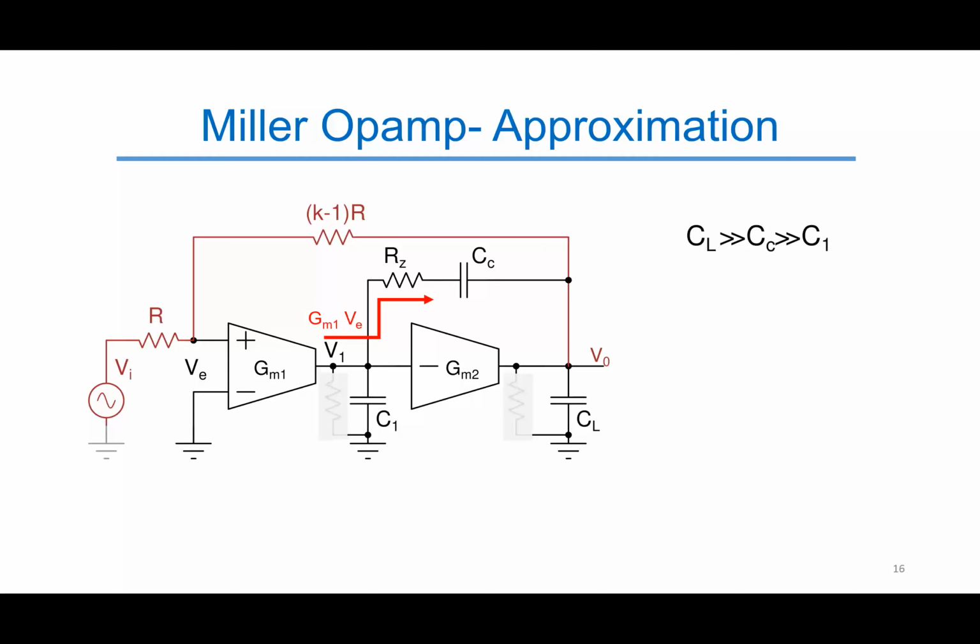Also, a well-designed Miller op-amp for large capacitive load requires Cl to be much larger than the compensating capacitor Cc, which in turn will be much larger than the first stage parasitic capacitance C1. With these assumptions in place, and noting the presence of a zero cancellation resistor, the loop gain L(s) can be expressed as GM1 over s times K Cc times 1 over 1 plus s Cl over GM2.